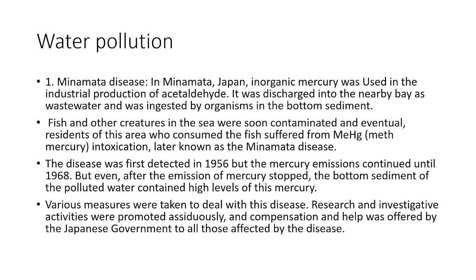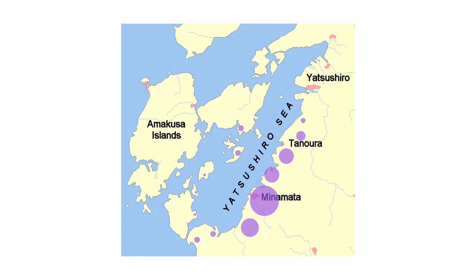Okay? And how can you take out all the mercury from the bottom of the sea or the aquatic ecosystem? So various measures were taken to deal with the disease. Research and investigative activities were promoted assiduously, and compensation and help was offered by the Japanese government to those affected by the disease. Okay. Now, in the picture, you can observe how severe it was.